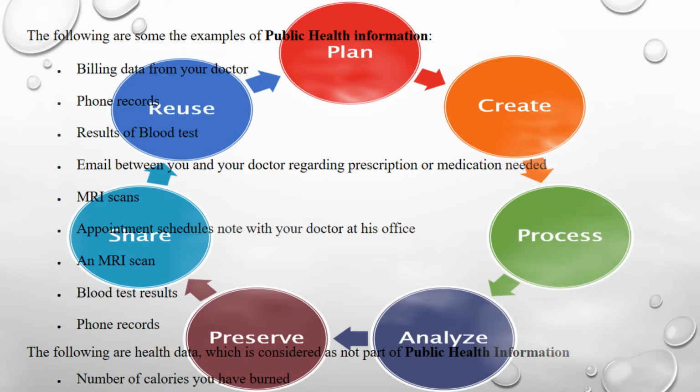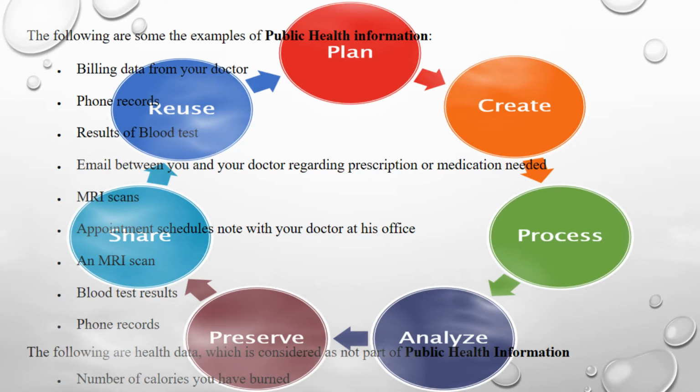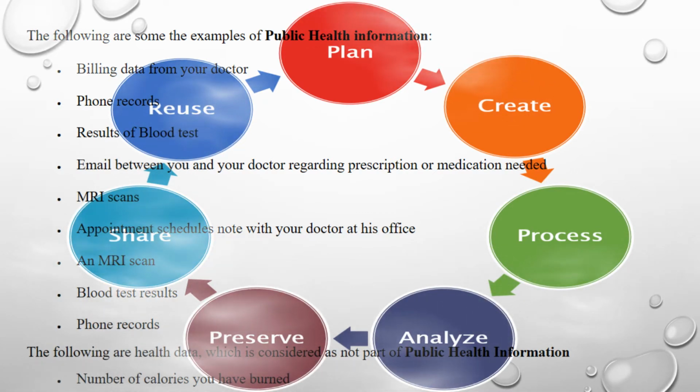Following are some examples of protected health information. Billing data from your doctor. Phone records. Results of blood tests. Email between you and your doctor regarding prescription or medication needed. MRI scans. Appointment schedules. Notes with your doctor at their office.